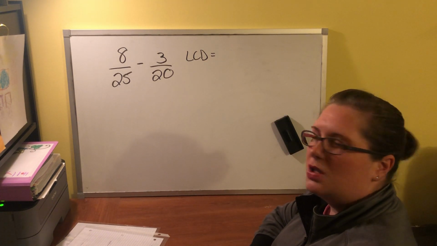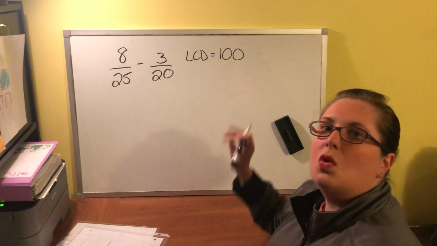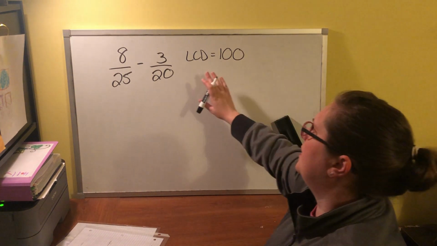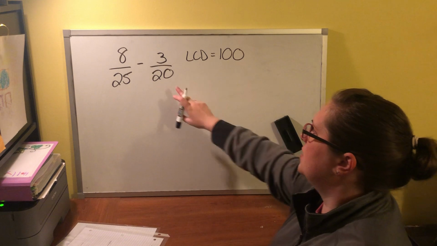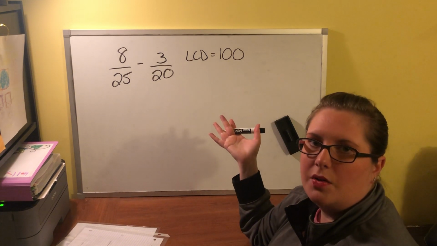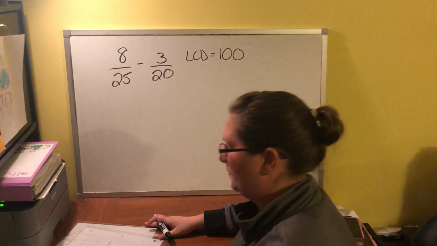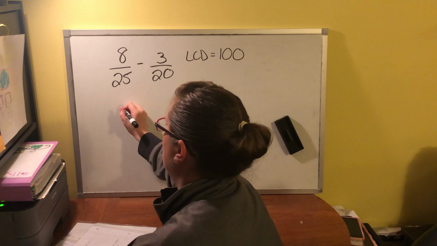And hopefully by looking at 25 and 20, you know that the LCD is 100. If not, write them out, right? You would do 25, 50, 75, and 100, and for 20 it would be 20, 40, 60, 80, and 100, and you would find out that it would be 100, okay? So if you still need to do that work on the side, by all means, do that work, okay? All right, let's build those equivalent fractions.